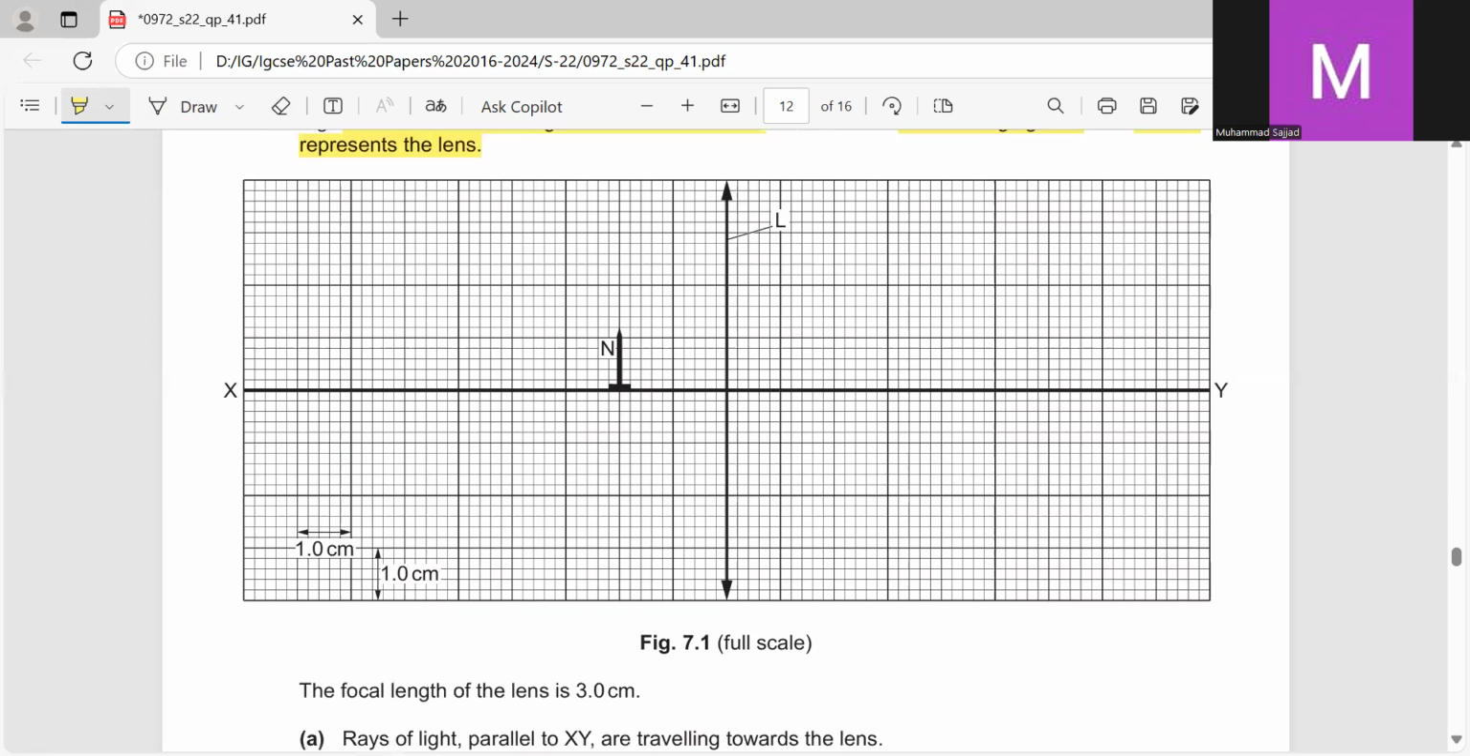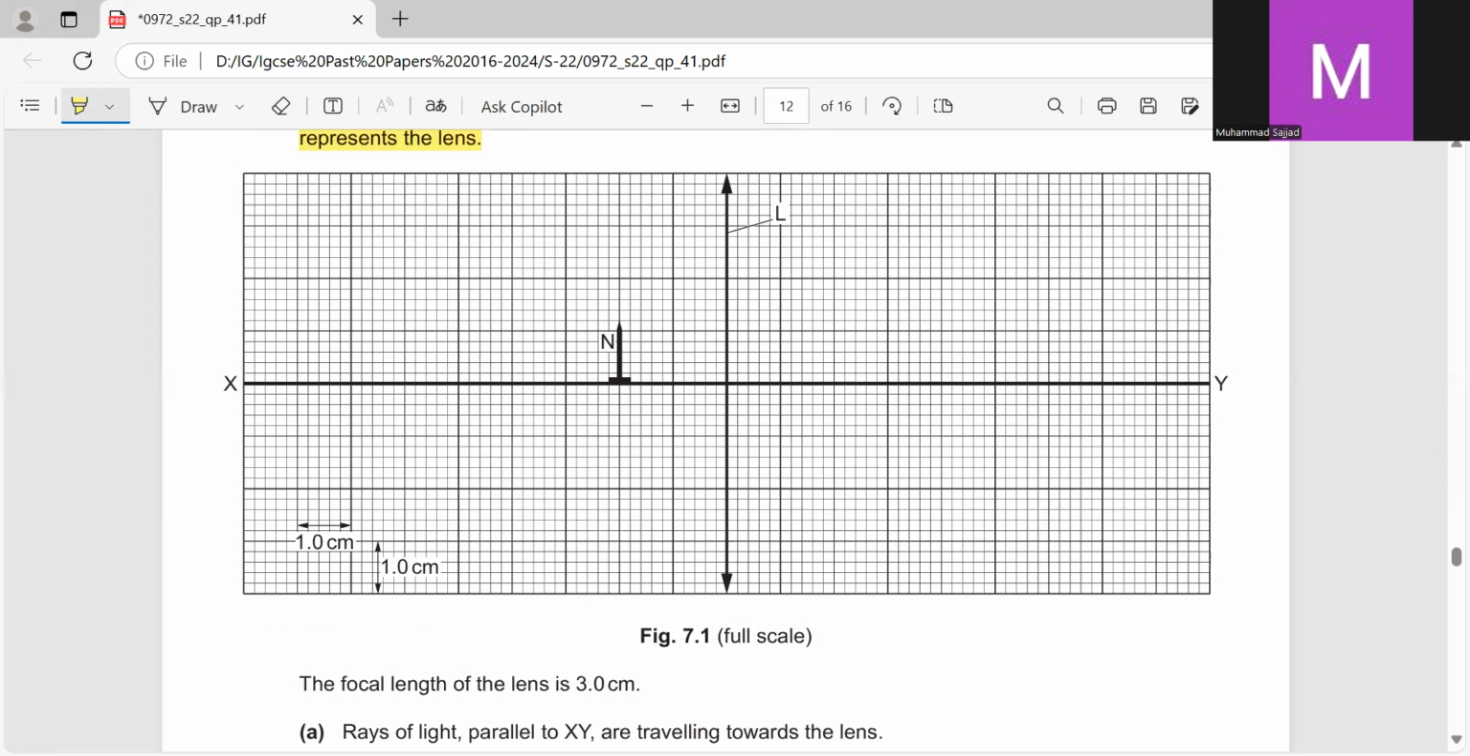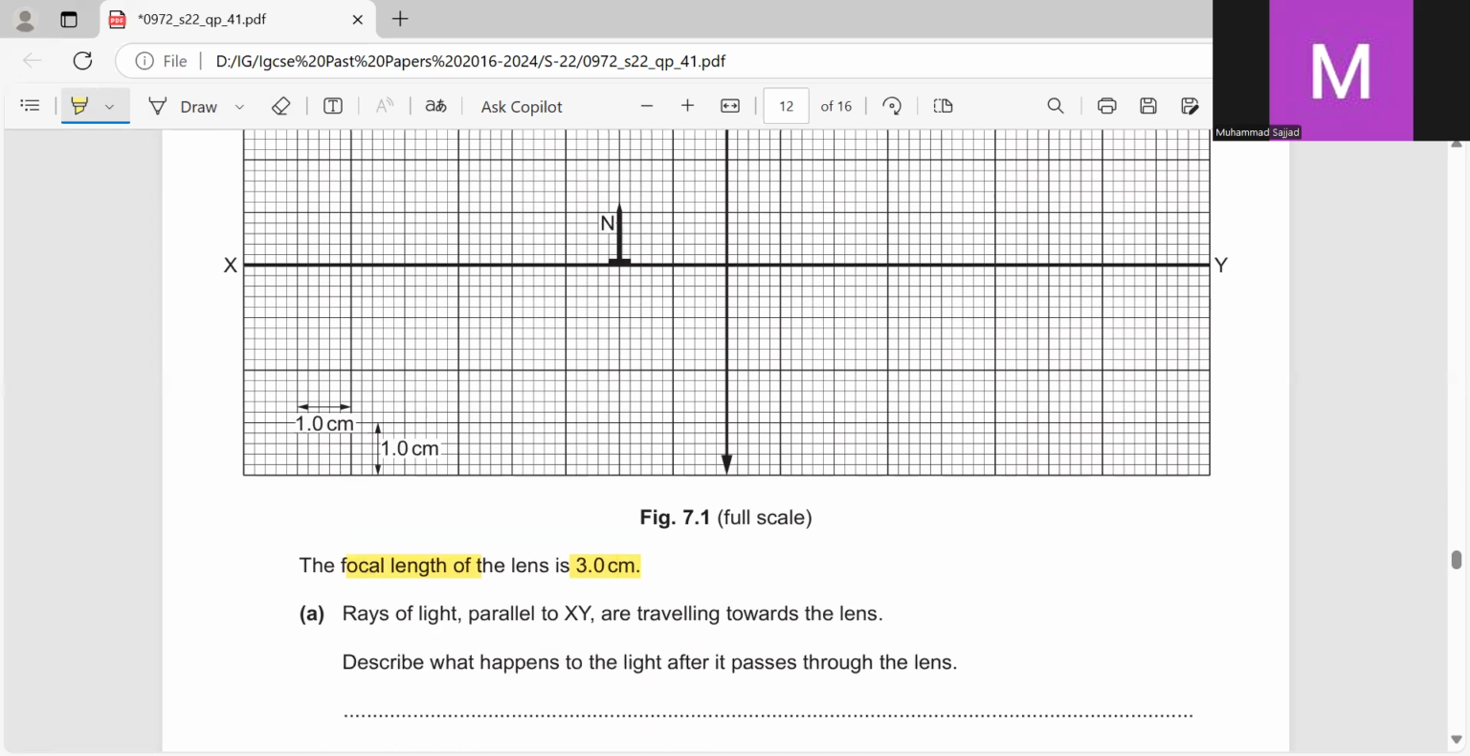Then figure is full scale. The focal length of the lens is 3 centimeters. And what is the focal length? Focal length is the distance from the center of the lens to the principal focus, to the focal point, or it is the distance from the principal focus to the center of the lens. Now here, principal focus is not marked. First of all, rays of light parallel to XY are traveling towards the lens. Describe what happens to the light after it passes through the lens.